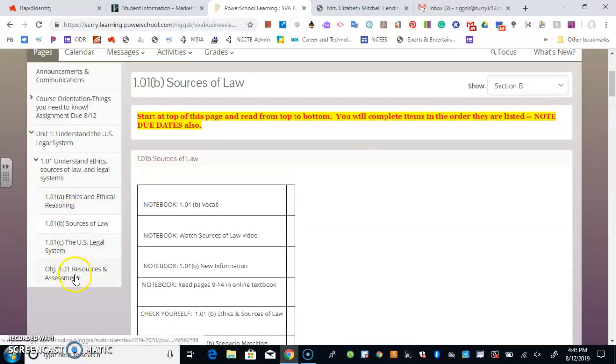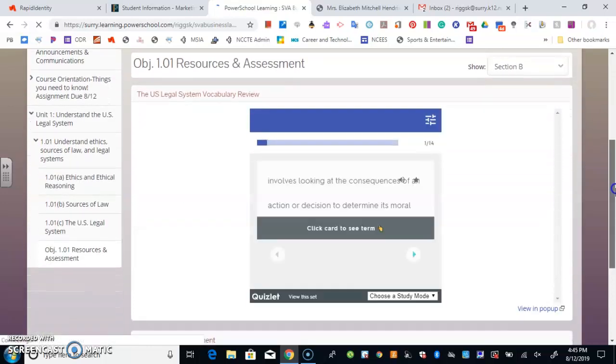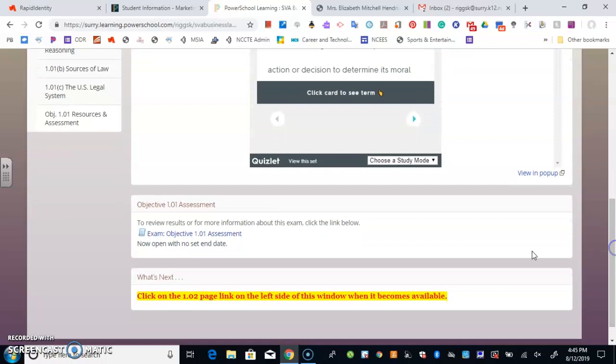You will work all the way through to the 101 quiz by next Monday. Here's your vocabulary, and here's your exam. So by next Monday, all of 101 is due.